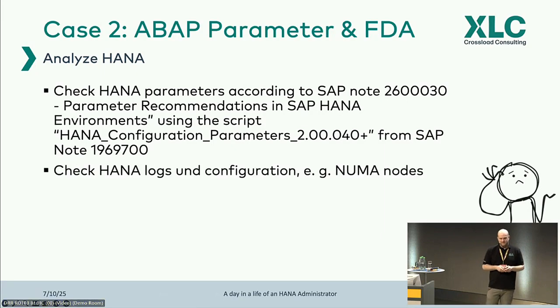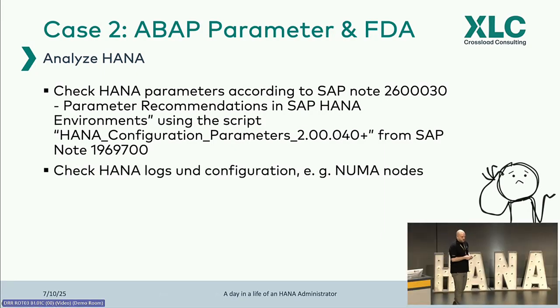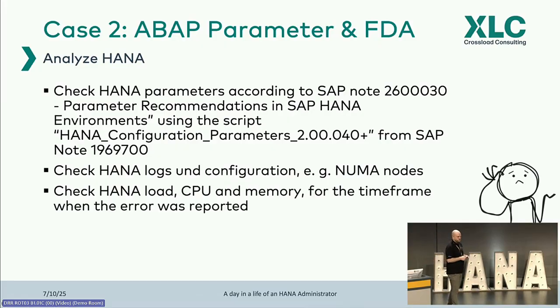Then we checked all the HANA logs and the NUMA node configuration, because it was also a new, very big Superdome hardware from HP, so there might be some NUMA node misconfiguration. We checked the HANA load during the execution. We had a meeting together with the tester, with the user. The user executed the transaction, and we saw the 3-minute runtime.